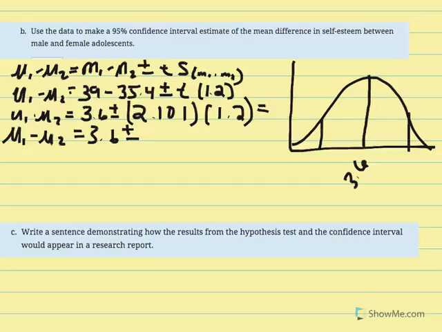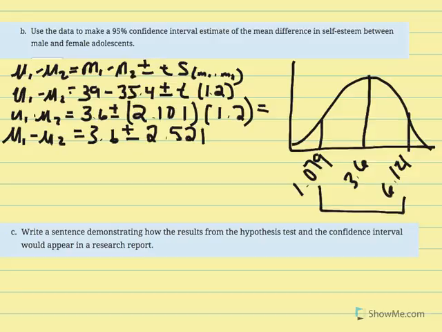2.1 in our calculators, 2.101 multiplied by 1.2 is equal to 2.521, if we run three digits right of the decimal. So now again, we're going to add 2.521 to 3.6 and subtract it from 3.6 to get our range of values. So if we add 2.521 to 3.6 in our calculators, we should get 6.121. And if we subtract it, we get 1.079. Right, so 3.6 minus 2.521, 1.079. So now we've calculated a range.